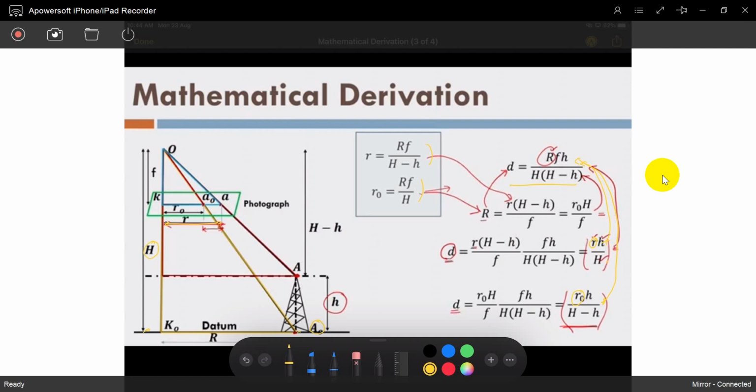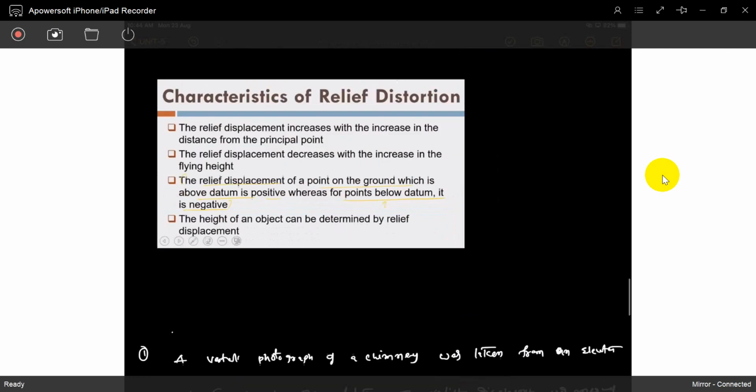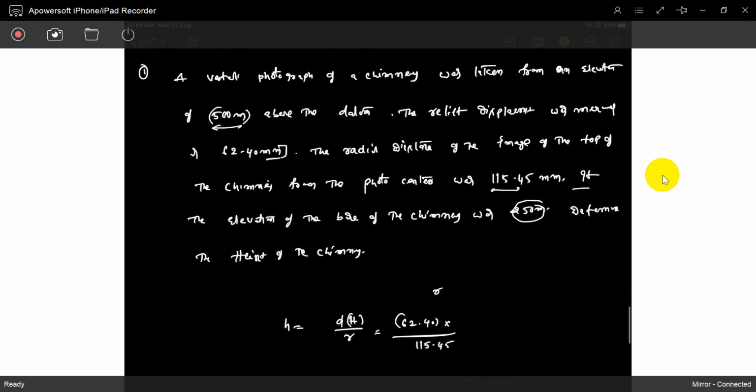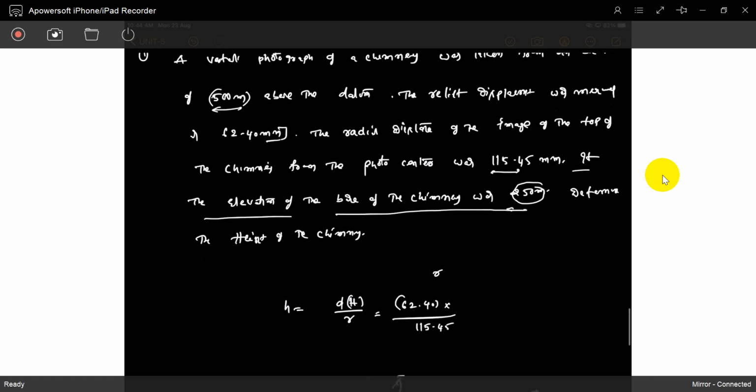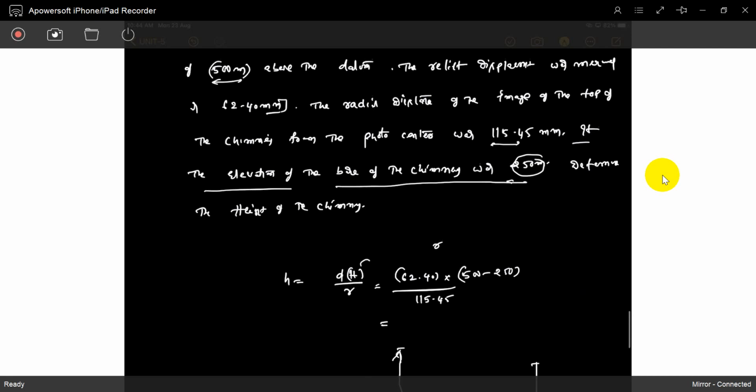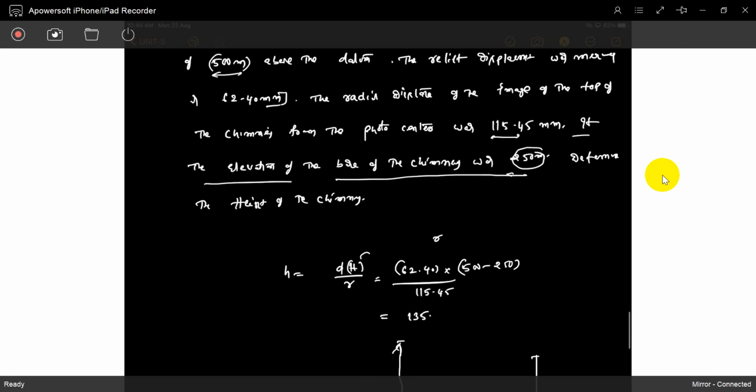Once again see the problem line. If the elevation of the base of the chimney is 250 meters, elevation, so elevation we can take as top, or depression we can take as bottom. So now what is H? H is not 500, it's 500 minus 250. So what is this value? This value is 250 meters. That's it. So the height of the chimney is 135.18. That's it.